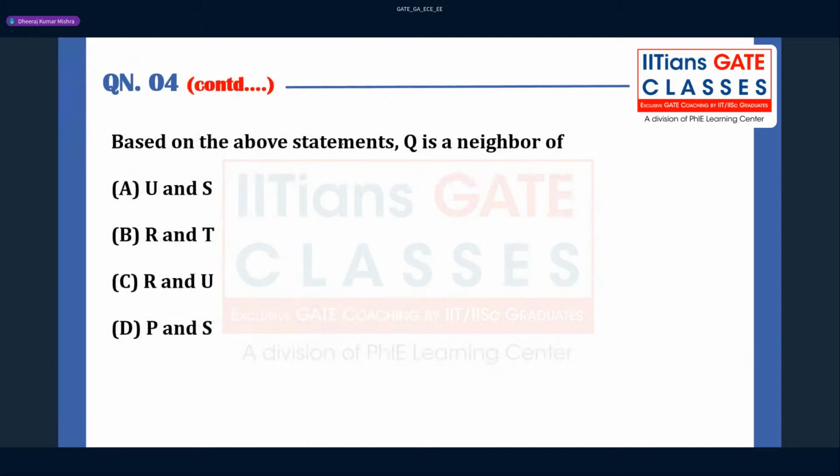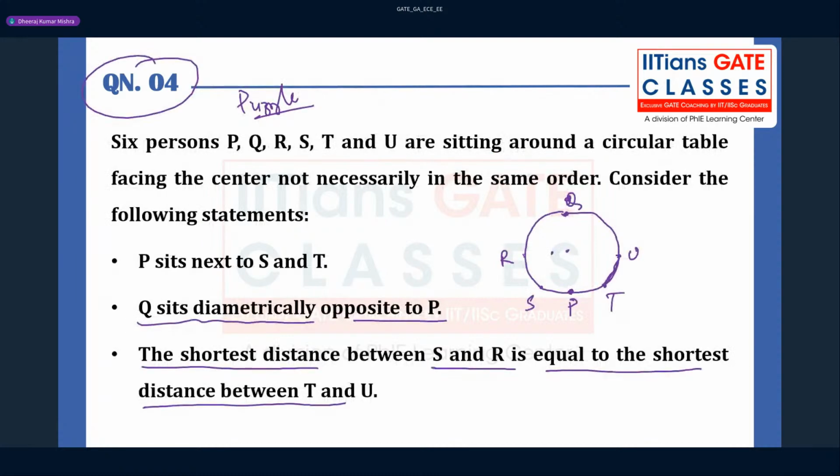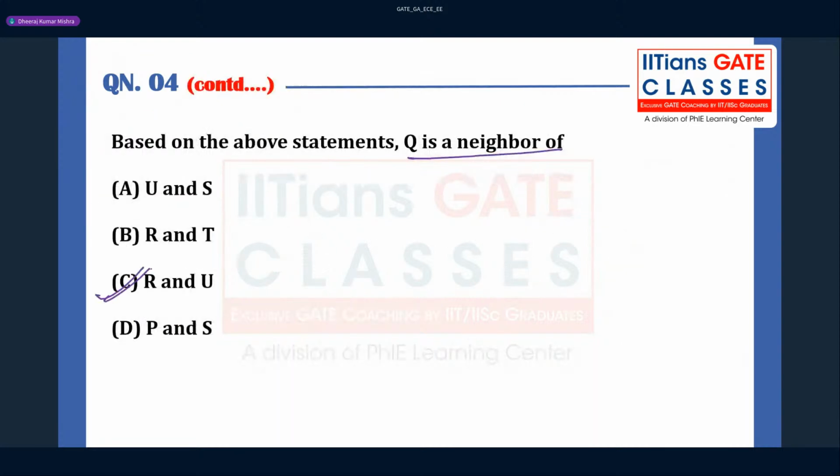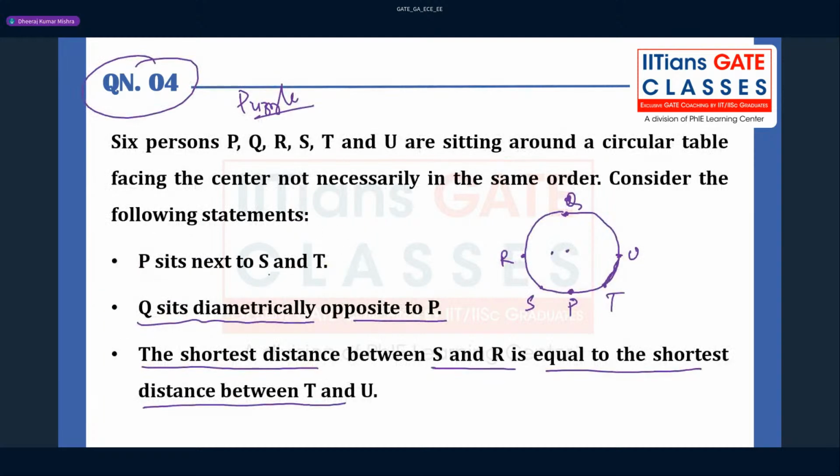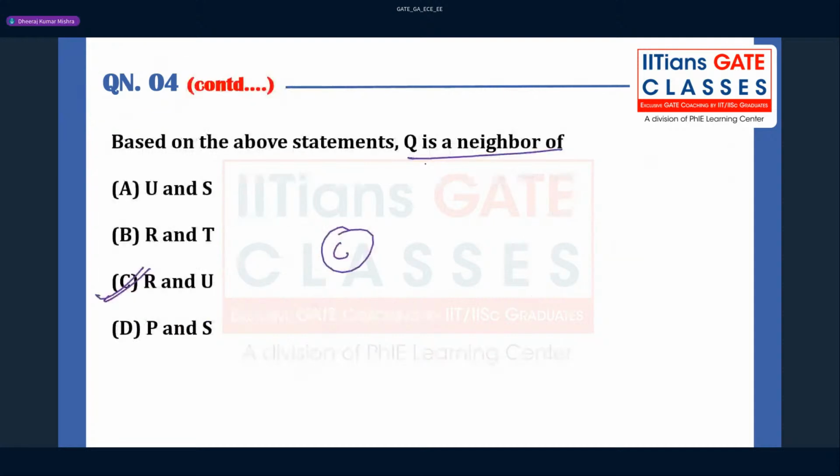Based on the above statements, Q is a neighbor of. So this is Q. Who are the neighbors here, guys? R and U, you can see. S, P, T are not the neighbors, so the answer will be C. This question was also a very easy question, provided you just go through and place all of these P, Q, R, S, T, U. So option C will be correct naturally.